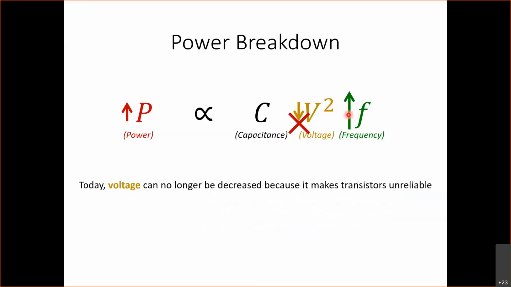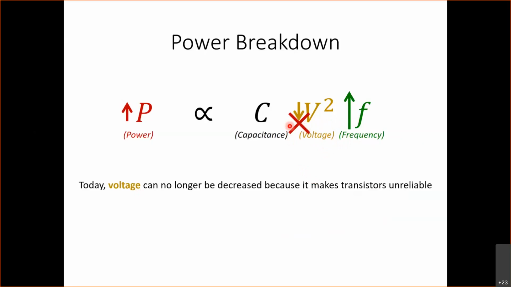However, now we face another problem, which is that today we can no longer decrease the voltage. The reason we can't decrease the voltage is that when the voltage gets too low, these transistor devices become less reliable. Operating these transistors at low voltage makes them less reliable. So we can no longer decrease the voltage, and because we can no longer decrease the voltage, we can no longer improve frequency.